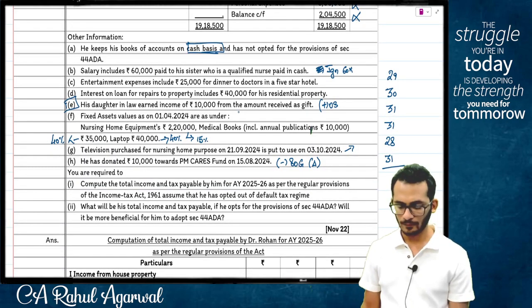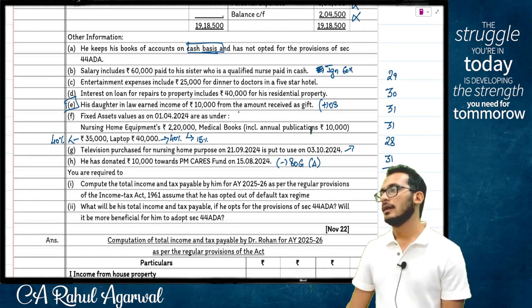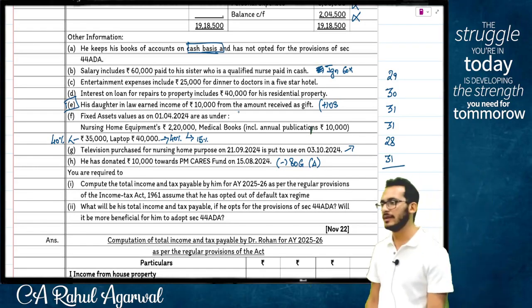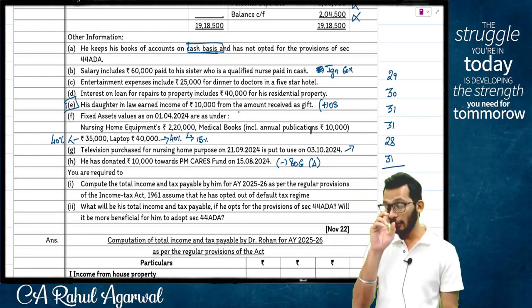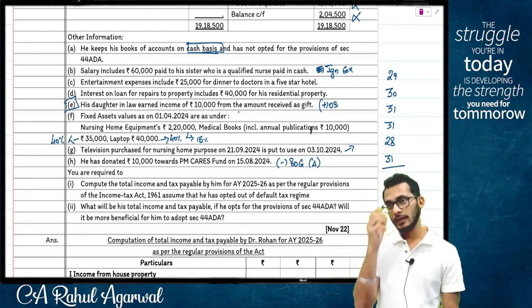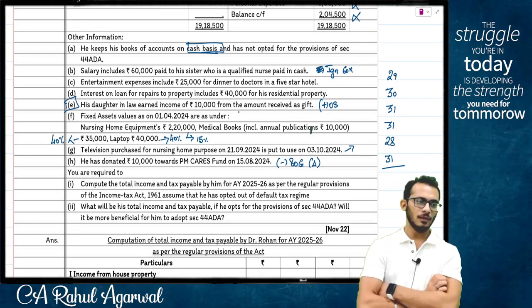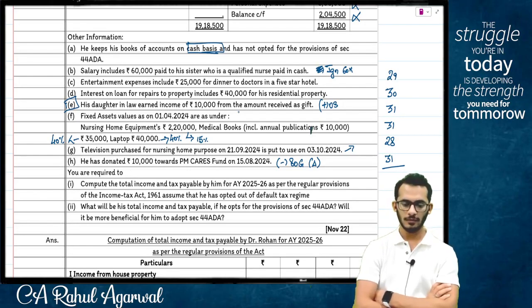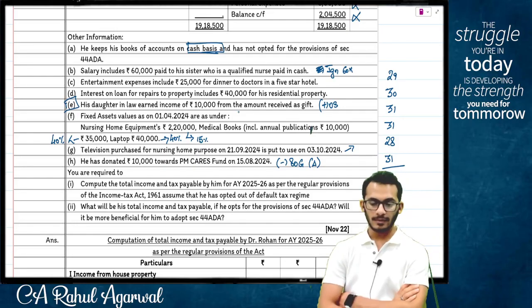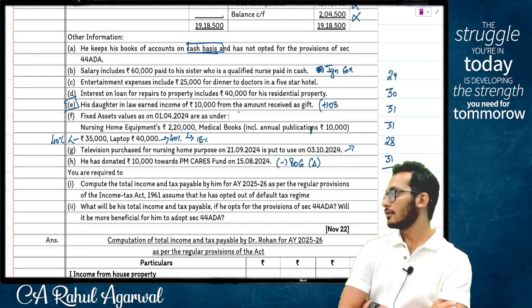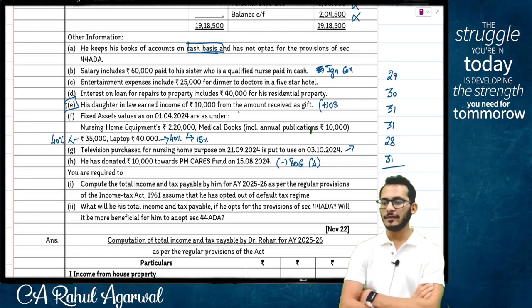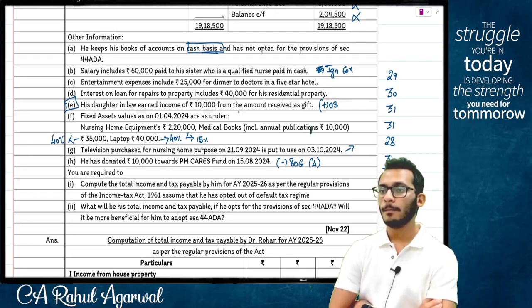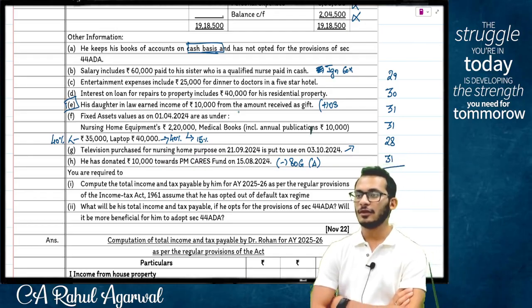Yes. Income earned by daughter-in-law. IFOS, income earned by daughter-in-law, clubbed in the hands of Dr. Rohan. Anything else? Good to go. Total the number, bring it to the last column. Where does it show it? Minor child. Daughter-in-law, she is married.